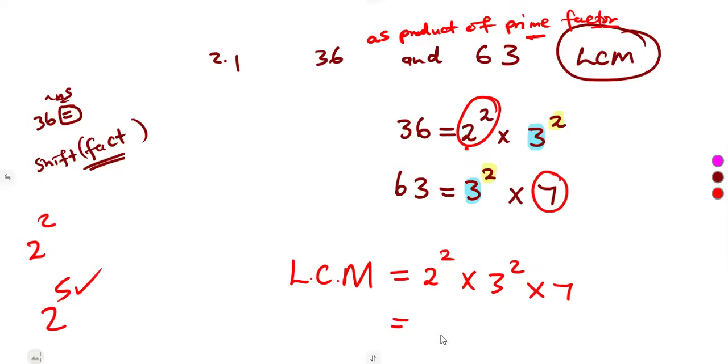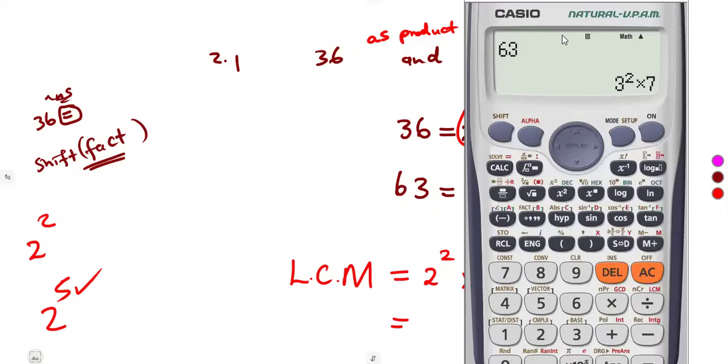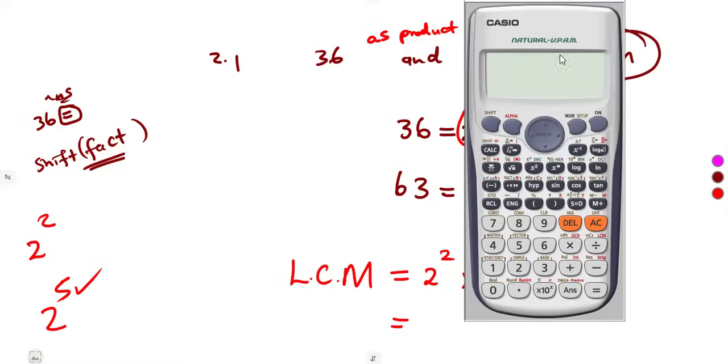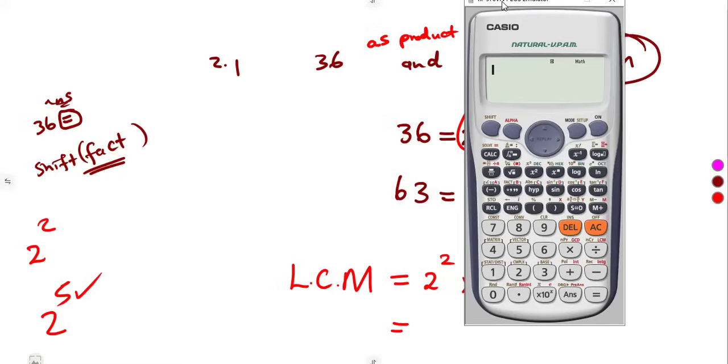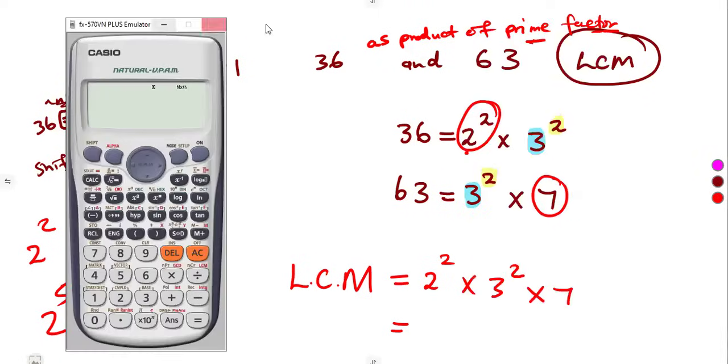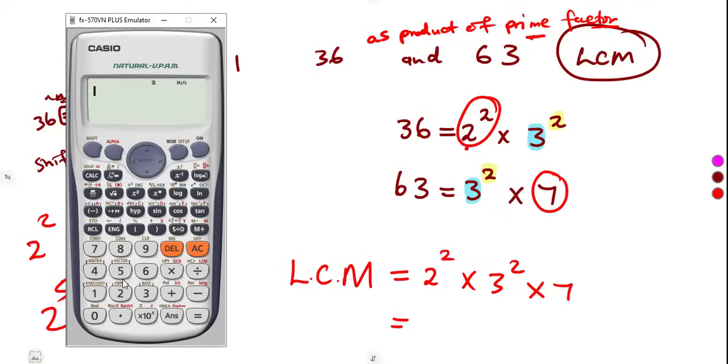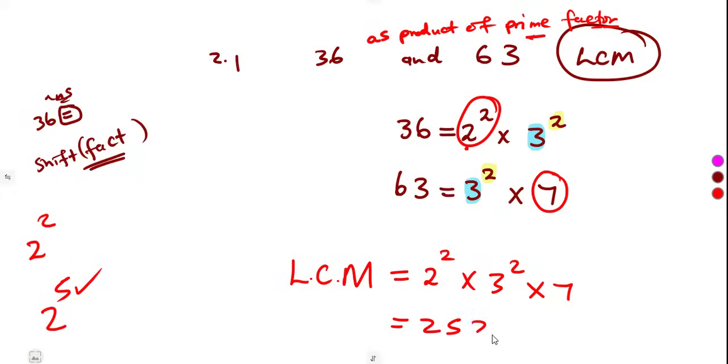So we can simplify this. Guys, we're having our calculator. Use it. That's the opportunity to use your calculator. They said you can use your calculators in this test, so if you can use them, guys, use them. So you can have 2 squared times 3 squared times 7. This is going to give us 252 as the LCM.